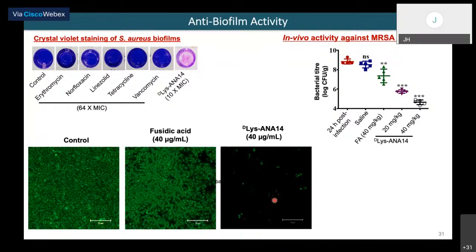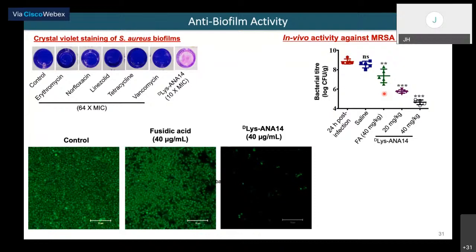And we have shown in a skin infection in vivo mice model that this compound can effectively kill the infection compared to fusidic acid. Fusidic acid still works compared to control. That's why doctors are giving it. But it looks like this is more effective compared to fusidic acid, and that we have shown. That means it can take care of biofilm-associated infection as well.